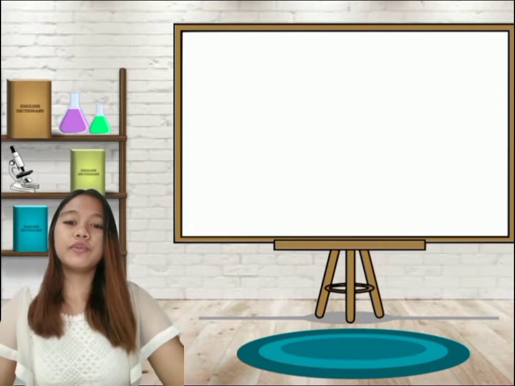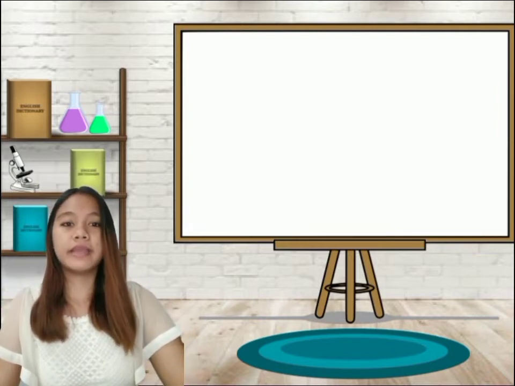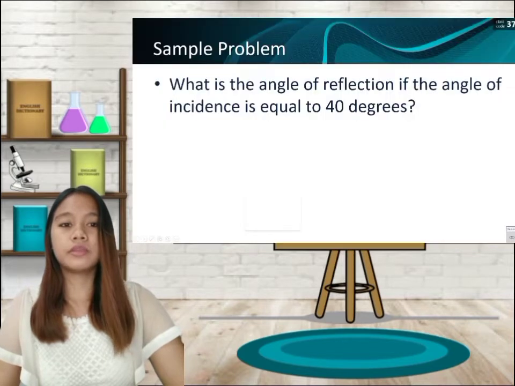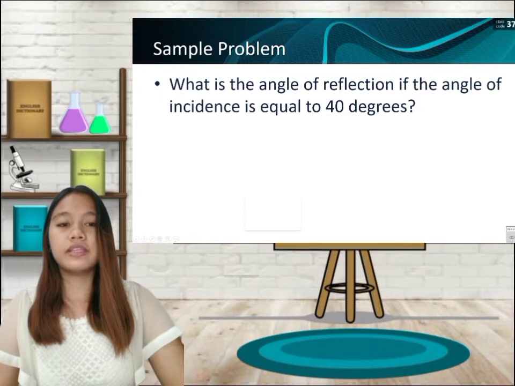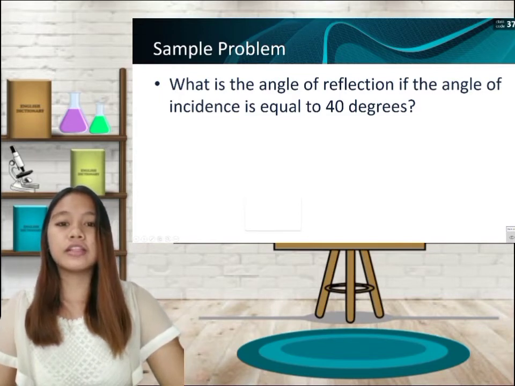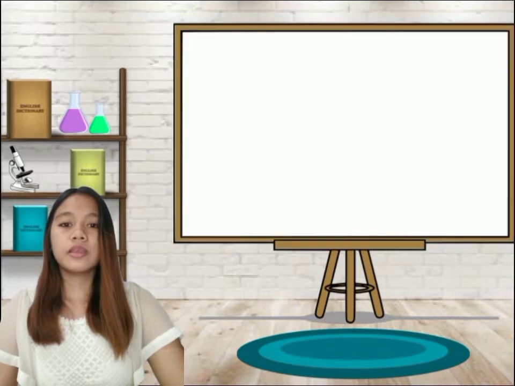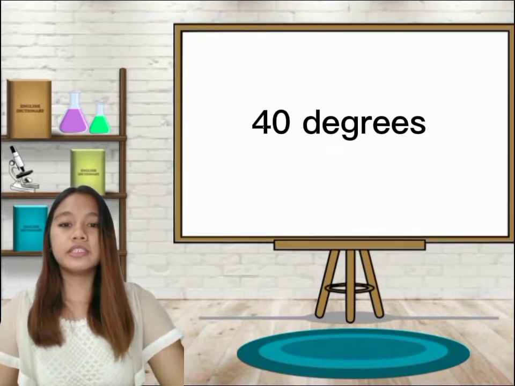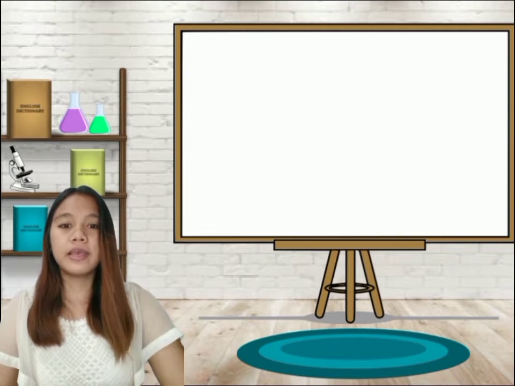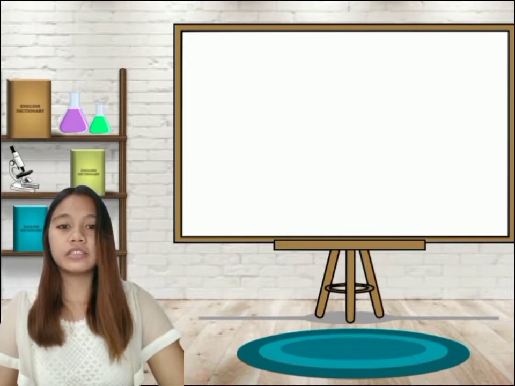Let's apply what you have learned about the law of reflection with this sample problem. What is the angle of reflection if the angle of incidence is equal to 40 degrees? You may share your answer in the comment section below. If your answer is 40 degrees, then you are right, because the angle of reflection is always equal to the angle of incidence, applying the law of reflection.